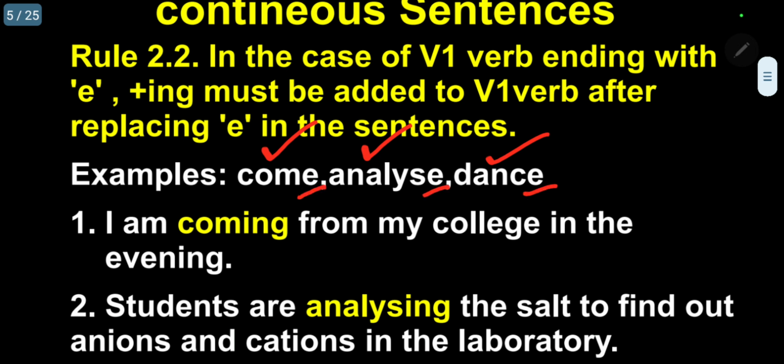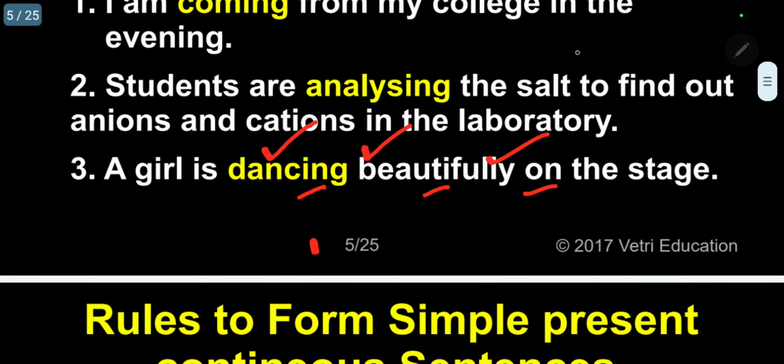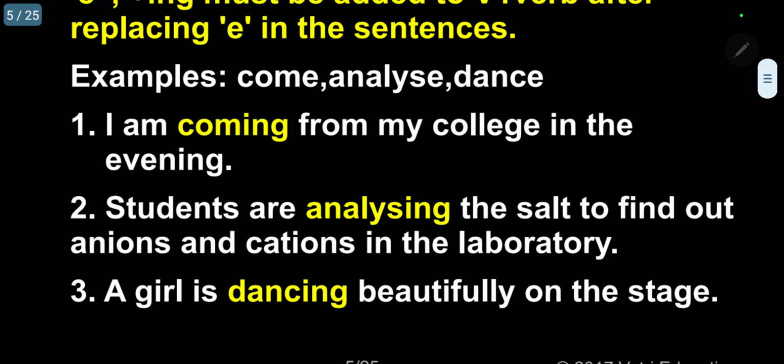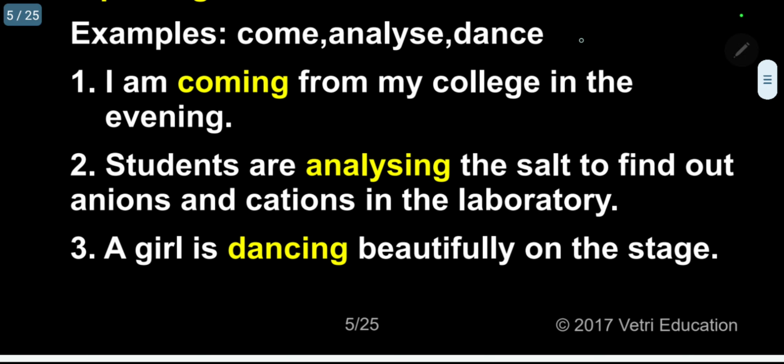Kindly follow. So when we are forming a present continuous sentence, a simple present continuous sentence, you should be very careful. E should be removed and ing should be added. The first example, I.